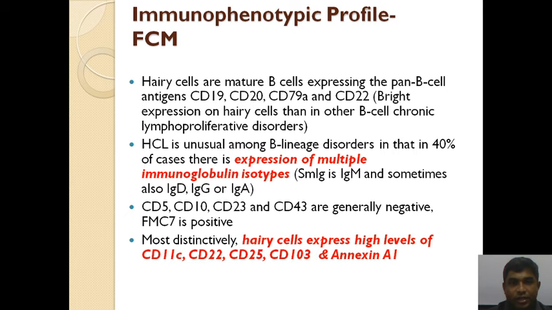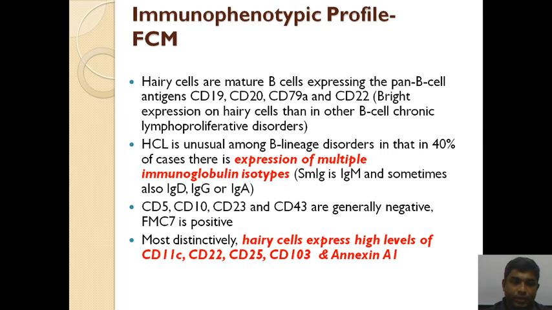It has a characteristic immunophenotype or flow cytometry finding. So it is positive for B cell markers CD19, CD20, CD79a, CD22, and it is positive for hairy cell markers. These are CD11c, CD25, CD103, and Annexin A1. So the presence of CD11c, CD103, CD25 are features which are specific for hairy cell leukemia, and these are usually negative in other types of lymphomas and leukemias.